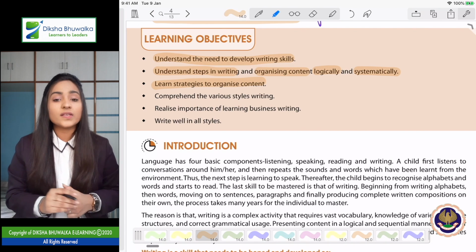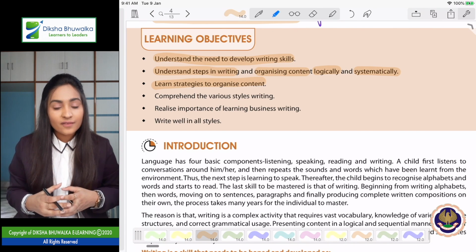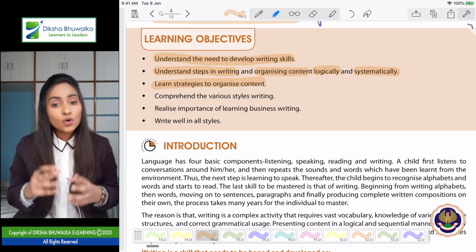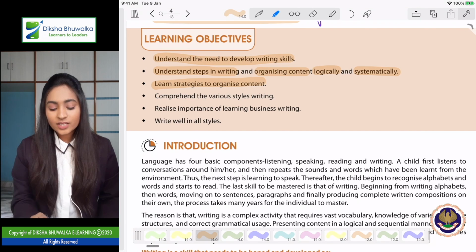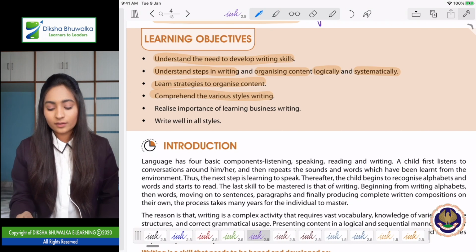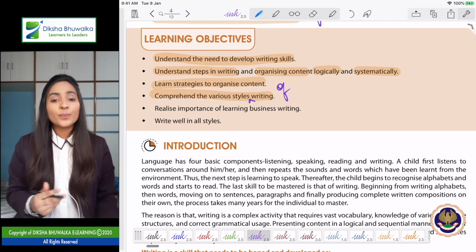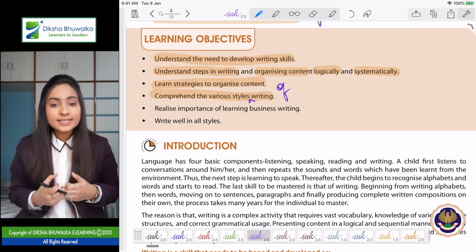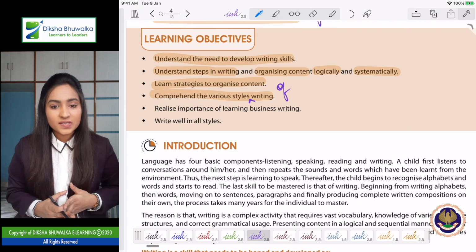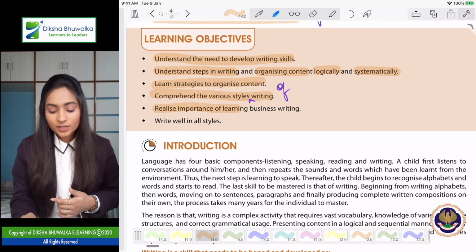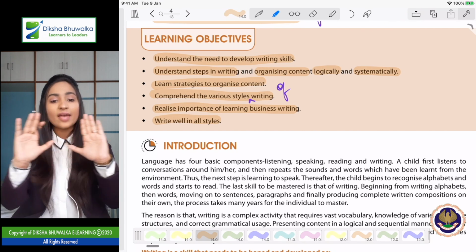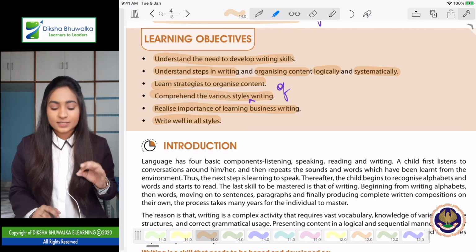Learn strategies to organize content. Now, whatever ideas you are having, you have to write and organize them so that you write a good piece. So those strategies also you will come to know. Next, you will comprehend the various styles of writing. Comprehend means to grasp, to mentally grasp, to understand. So you will be able to understand the various styles of writing. Realize the importance of learning business writing, that we've already discussed. Write well in all styles. So basically, the Institute wants you to learn every kind of writing and excel at it.